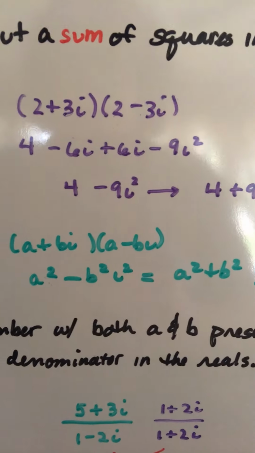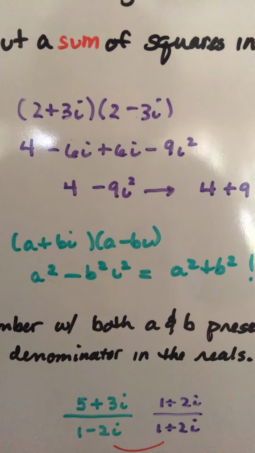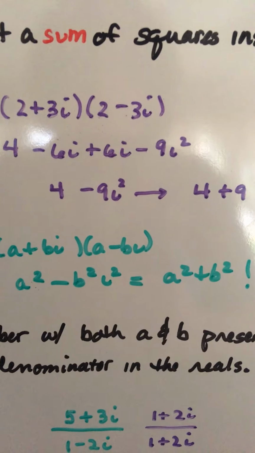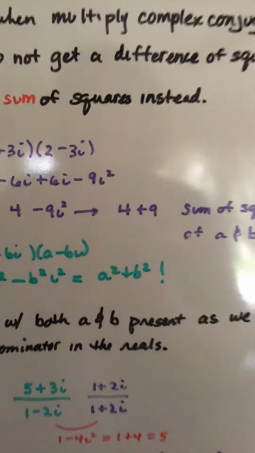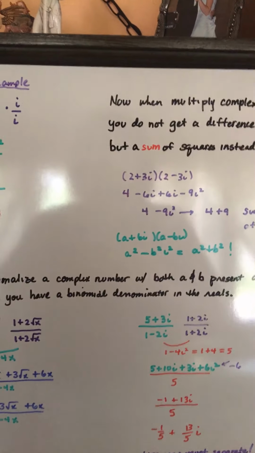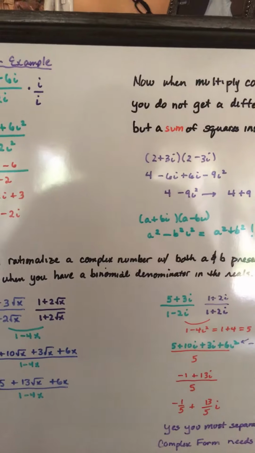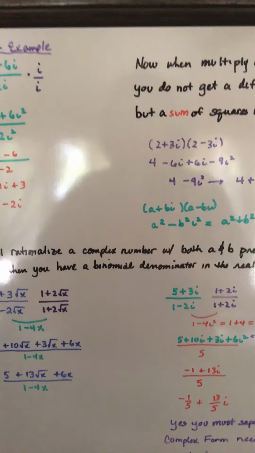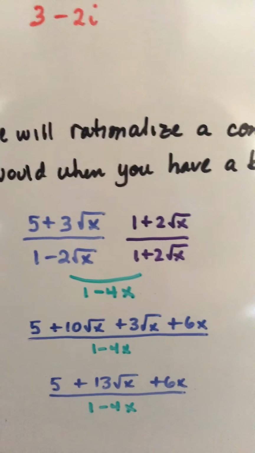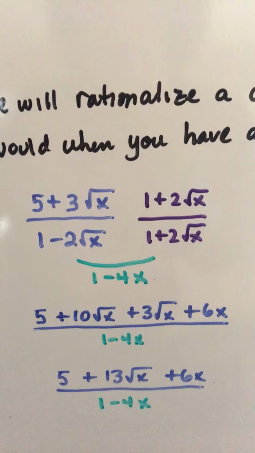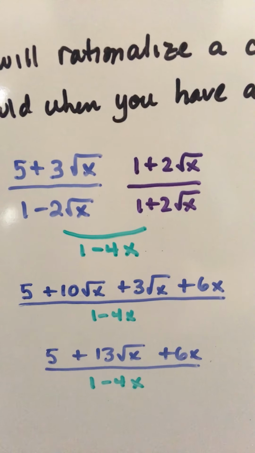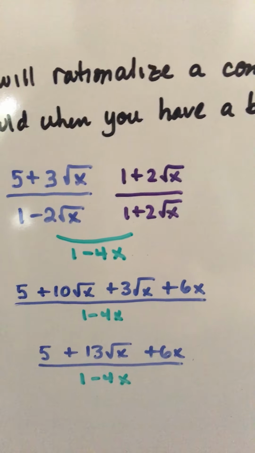So generally, what happens when you see a plus bi and a minus bi? Instead of a squared minus b squared when the i's weren't there, you end up with a squared plus b squared. So now what happens when you have a radical expression, a complex number, where both a and b are present? You're going to rationalize it like you would a binomial denominator. Now I put root x's here. I could have put numbers here like 2 root 3 and 3 root 3. It doesn't much matter. I used x just to keep it a little cleaner.